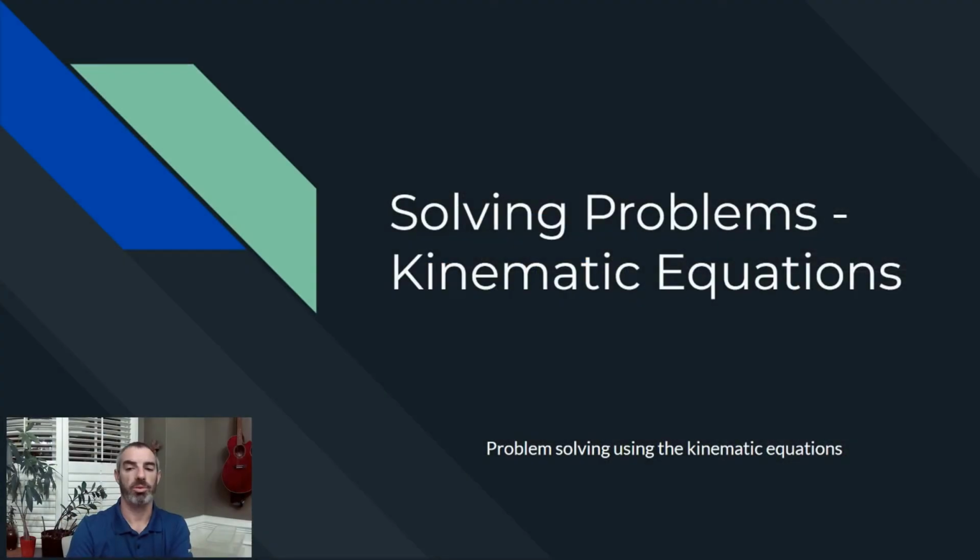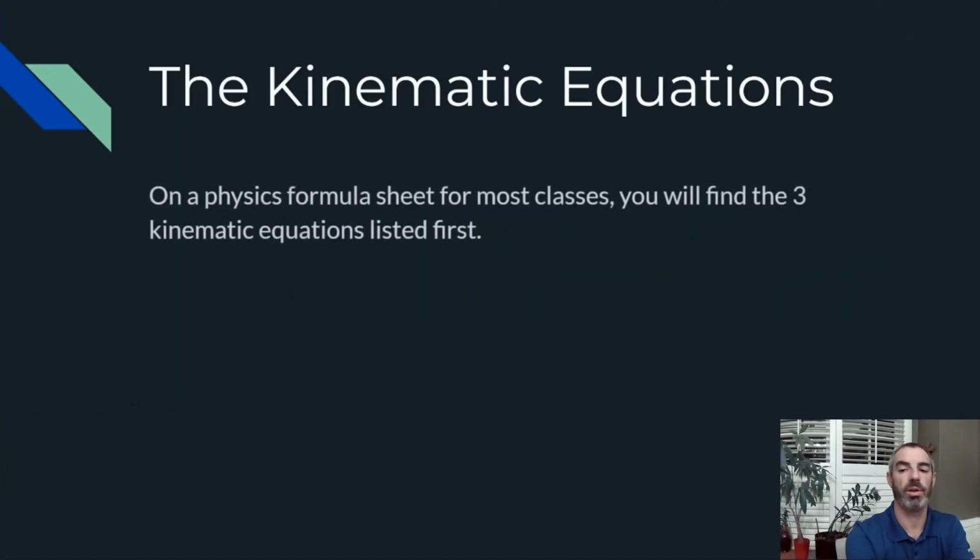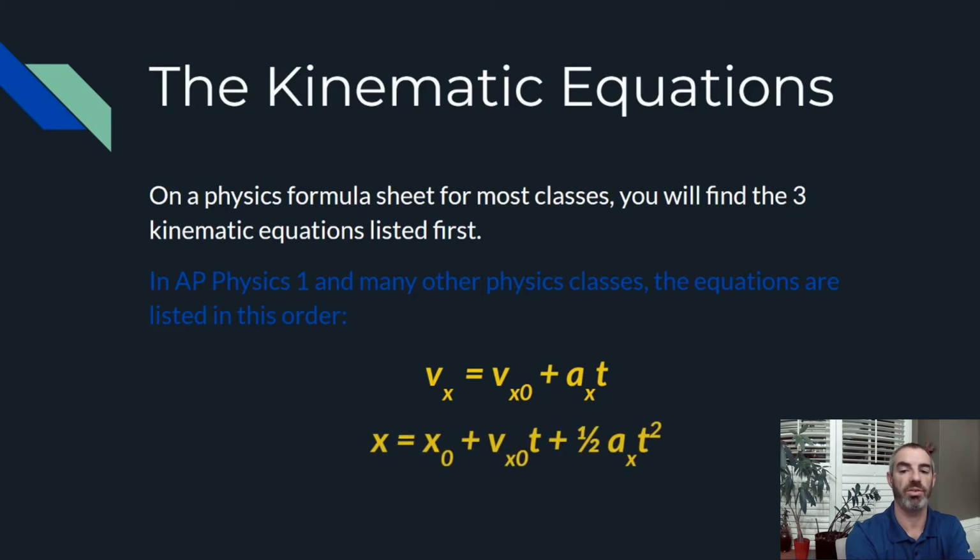Today we're going to solve problems using the kinematic equations. What are the kinematic equations? Well, they're the first three equations you're going to find on most physics formula sheets. In AP Physics 1 and most other physics classes, they're listed in this specific order. You have the equation for final velocity first, then you have the equation for position and final velocity squared. In these equations, there's only 6 total variables. So let's look at how we're going to use these.